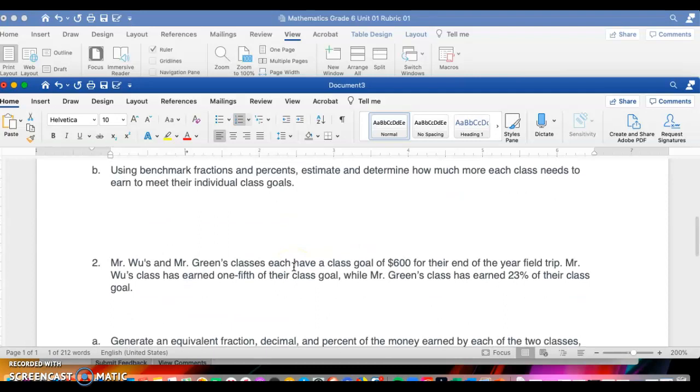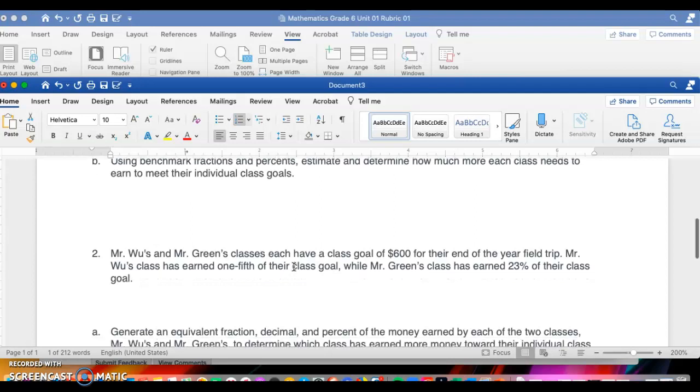Part B, using benchmark fractions and percents. Well, I think we would need to know what those are. So students need to know what benchmark fractions are and what benchmark percents are.